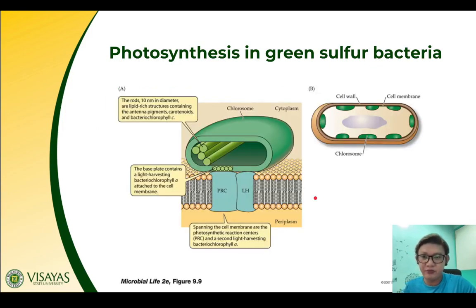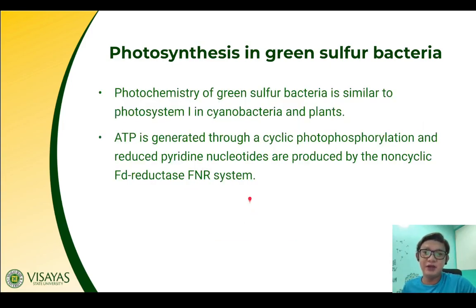So this is the structure of the bacterial chlorophyll in green sulfur bacteria. They appear as rods, 10 nanometers in diameter, lipid-rich structures containing the antenna pigments, carotenoids, and bacterial chlorophyll C. You have the reaction center that is embedded in the membrane. The photochemistry of green sulfur bacteria is similar to photosystem 1 in cyanobacteria and plants. ATP is generated through a cyclic photophosphorylation and reduced pyridine nucleotides are produced by the non-cyclic ferredoxin-NADP reductase system.